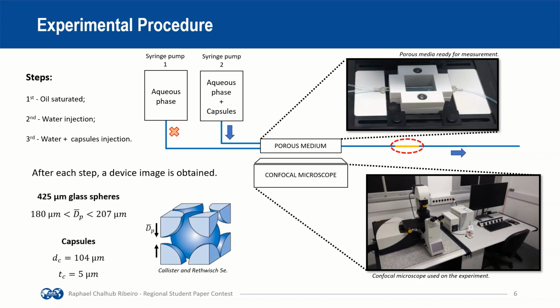In this presentation, we will show the result obtained with the one-sided glass spheres porous medium with 425 micrometers diameter. The sintered packed porous media have a theoretical pore throat size between 180 and 207 micrometers, while the capsules used have a diameter of 104 micrometers and a shell thickness of 5 micrometers. We have also performed some experiments with different porous devices, composed of layers of spheres with different diameters. However, due to time limitation, the result of these experiments will not be shown.